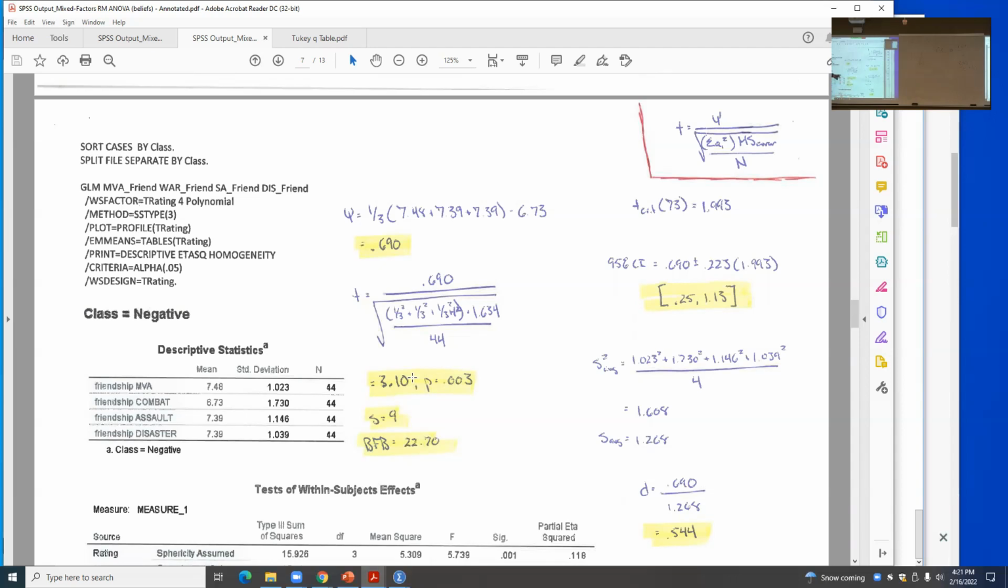I can take my point estimate for the value of my contrast, plus or minus my standard error that I calculated here, multiplied by the critical value for my 95% confidence interval. So for T with 42 degrees of freedom, my critical T is 1.99, right? So I calculate that, and it gives me a confidence bound of 0.25 to 1.13.